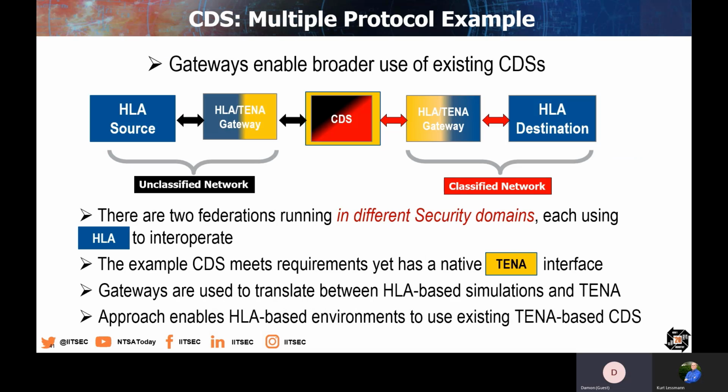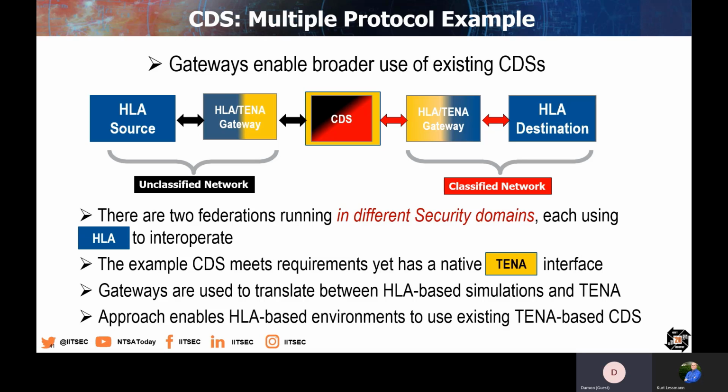Here's a CDS example involving multiple protocols. So here we have an HLA source and an HLA TINA system on the left interfacing through a cross-domain security gateway product into an HLA environment. So therefore, we have a classified network on the right interfacing with an unclassified network on the left, according to some rules, as we pointed out.